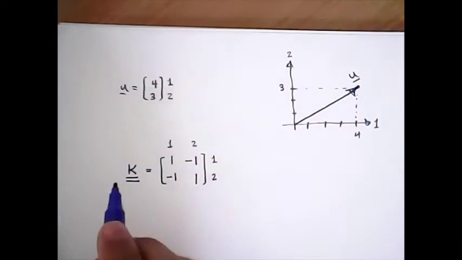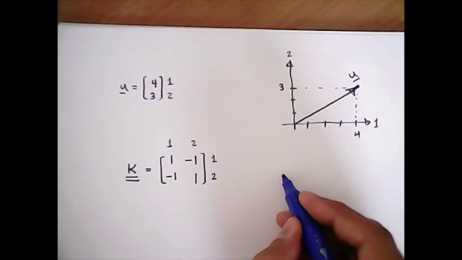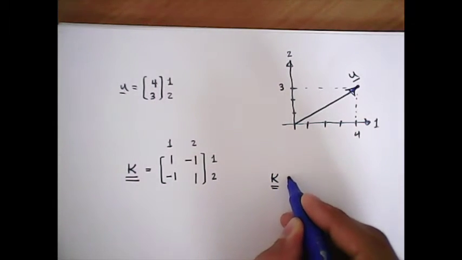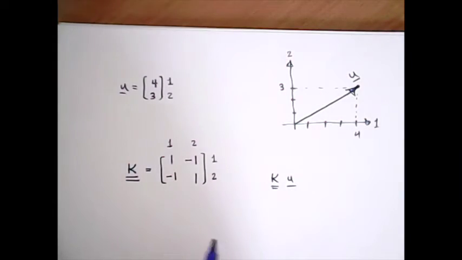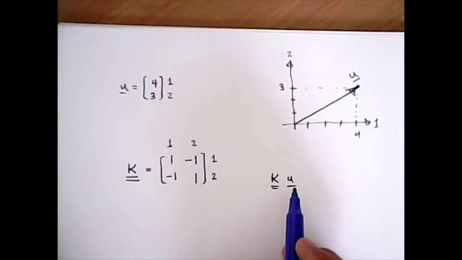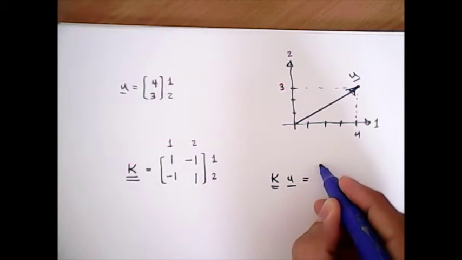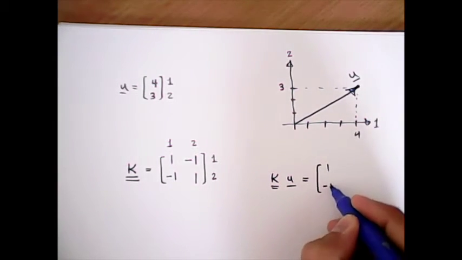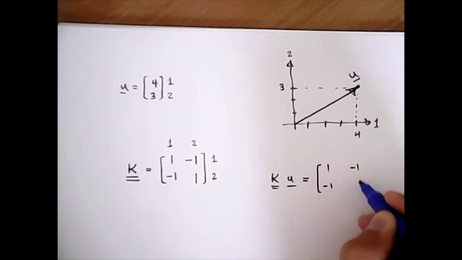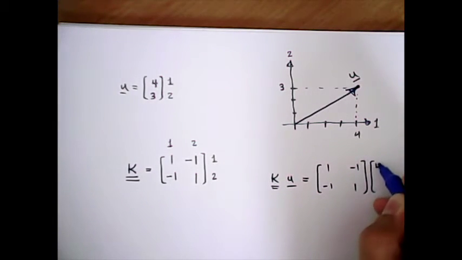Let's say I would like to operate K on U, right? So K times U, and by the way, that really means operation. So essentially, you multiply K by the vector U. All right. So let me write out everything. 1 minus 1, minus 1 1, times 4 and 3.